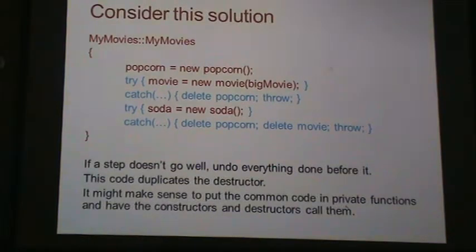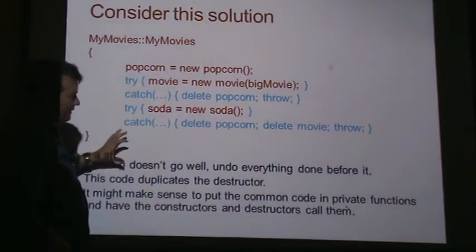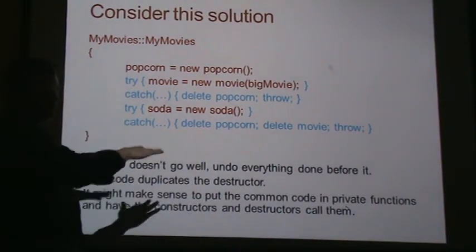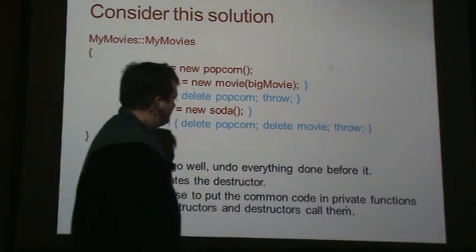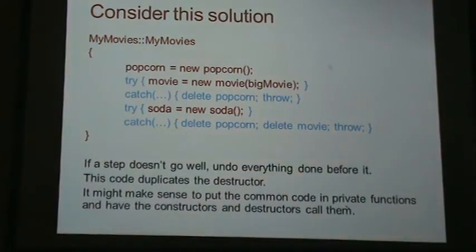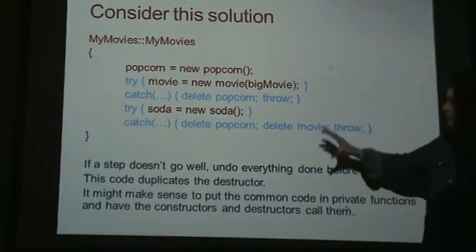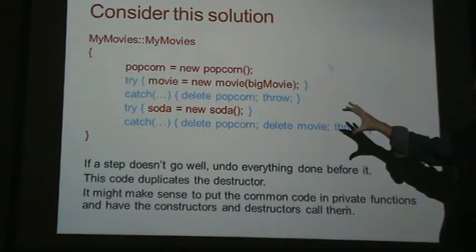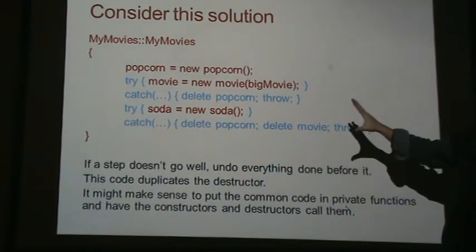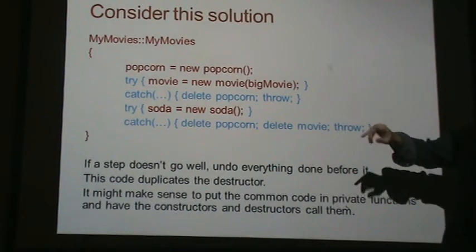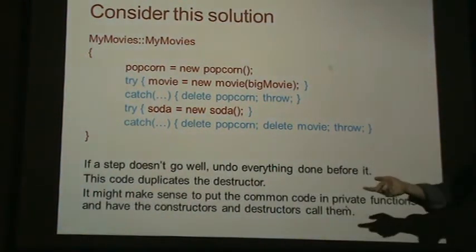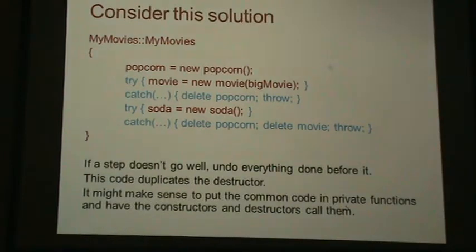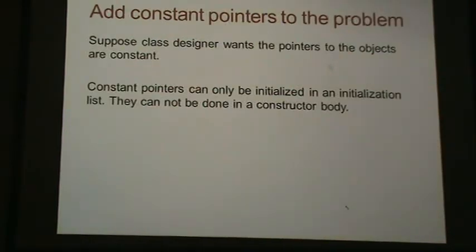Okay, so this idea kind of works, but then we're just going to have to keep doing this. If we had 20 steps, the thing's going to keep growing and growing. And the other thing is, the destructor would probably have very similar code to it. So we might even want to write the common code the constructor and the destructor would have, put it in one routine, and then have both of them call that routine. That might make it a little bit easier.